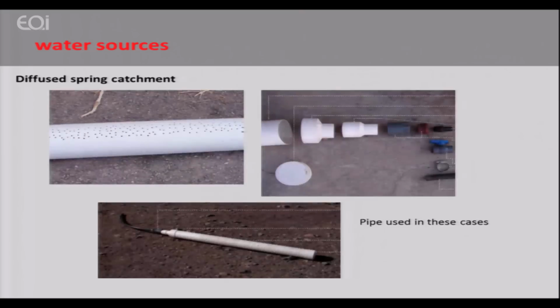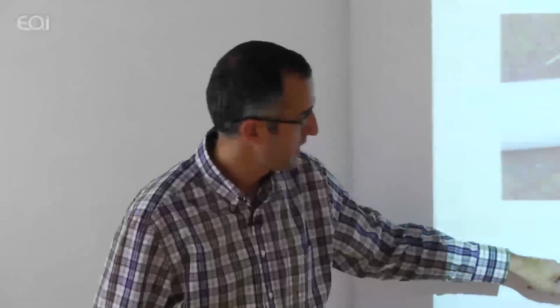Now you can see the example, right? I'm going to make the holes in the upper part, not in the lower one, and then from this pipe with holes, we will have the normal pipe till the chamber, right?